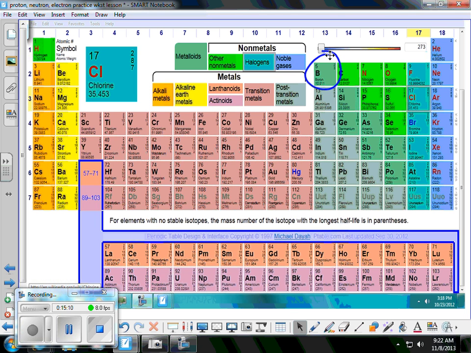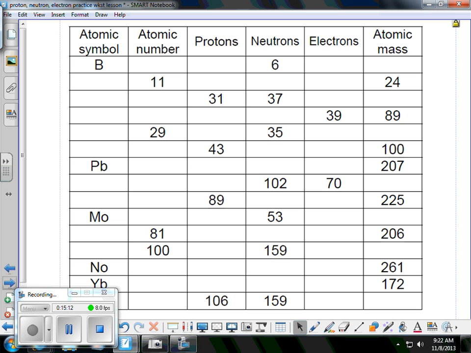So when we're looking for the information, we want to know the atomic number, number of protons, number of neutrons, electrons, and what is its atomic mass. When you write the atomic mass, I want you to write it as the whole number. Don't give me the decimal number for the mass. I want you to work on practicing rounding. Okay? Whether it stays at that whole number or it rounds up to the next whole number. So let's do boron together.